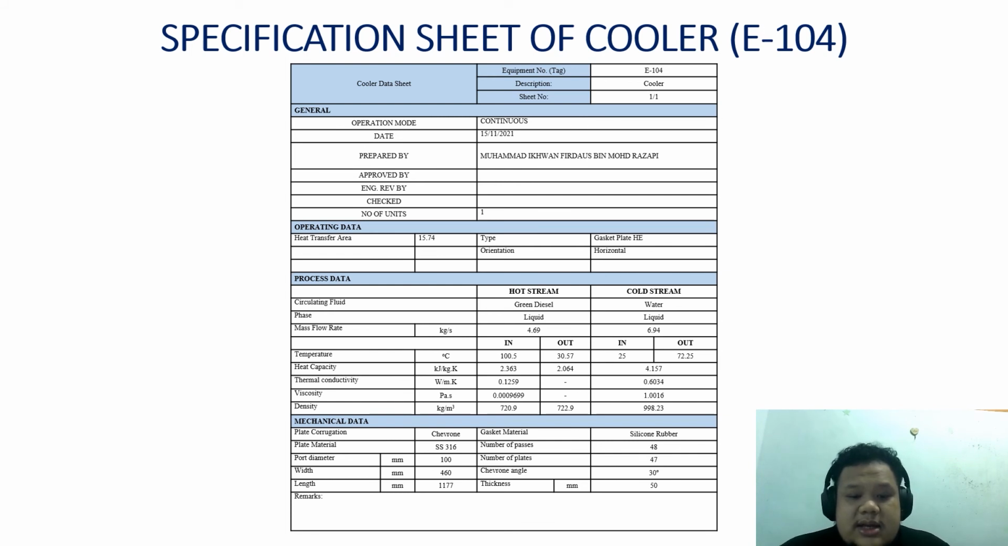For the mechanical data, because I'm using the plate heat exchanger, I need to state the plate dimensions, what material it uses, the chevron angle, and also the material used in the gasket. In this case, the gasket material is silicone rubber.